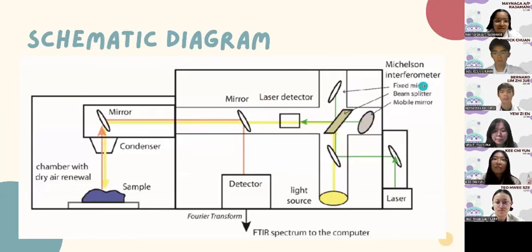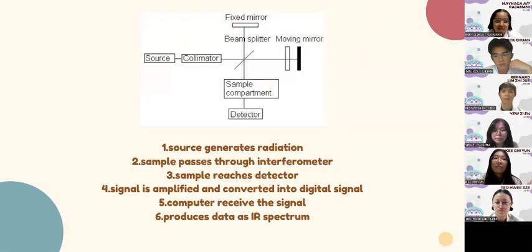Now I will explain the IR spectrometer instrumentation using a schematic diagram. Basically, there are two types of spectrometers, which are dispersive and Fourier transform spectrometer, FTIR, which is the latest instrument. Here is the schematic diagram of FTIR, consisting of source, interferometer, sample compartment, detector, amplifier, AD converter, and a computer. The source generates radiation that passes through the sample and interferometer and reaches the detector. Then the signal is amplified and converted to a digital signal by the amplifier and analog-to-digital converter to the computer. Finally, data is produced in the form of an IR spectrum.